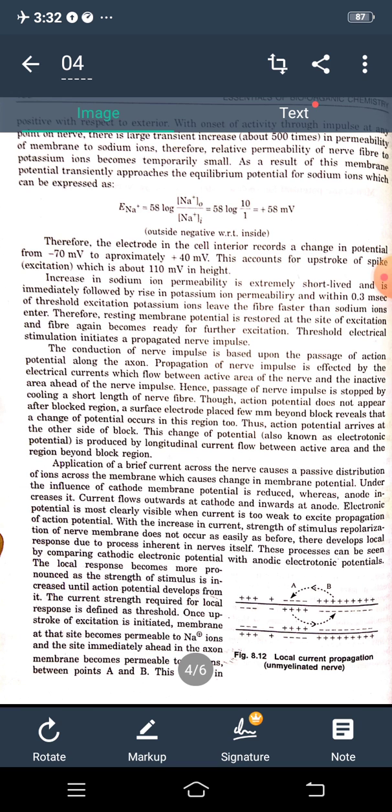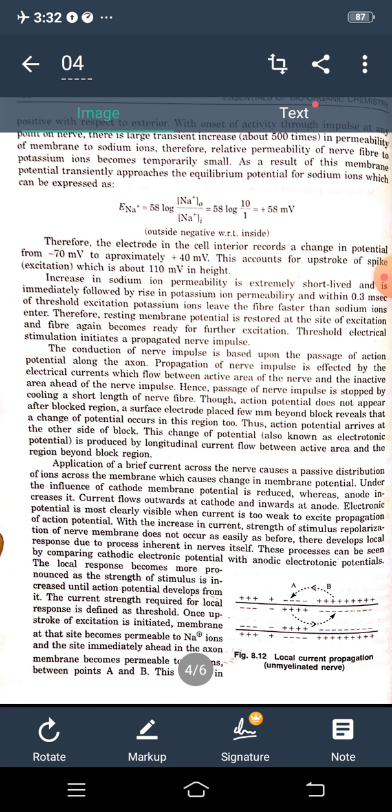The conduction of nerve impulse is based upon the passage of action potential along the axon. Propagation of nerve impulse is effected by the electrical currents which flow between the active area of the nerve and the inactive area ahead of the nerve impulse. Hence, passage of nerve impulse is stopped by cooling a short length of nerve fiber.